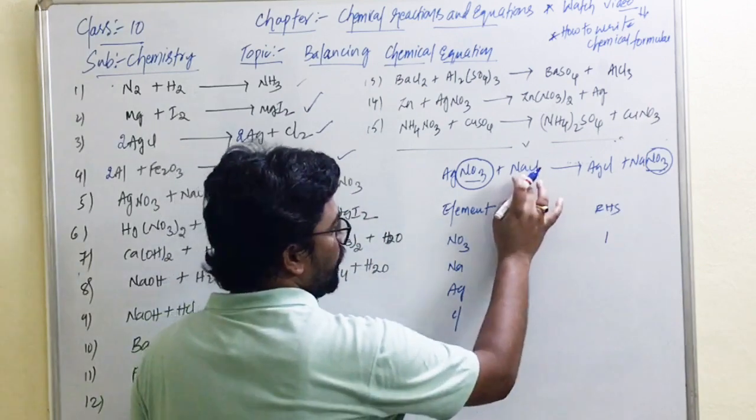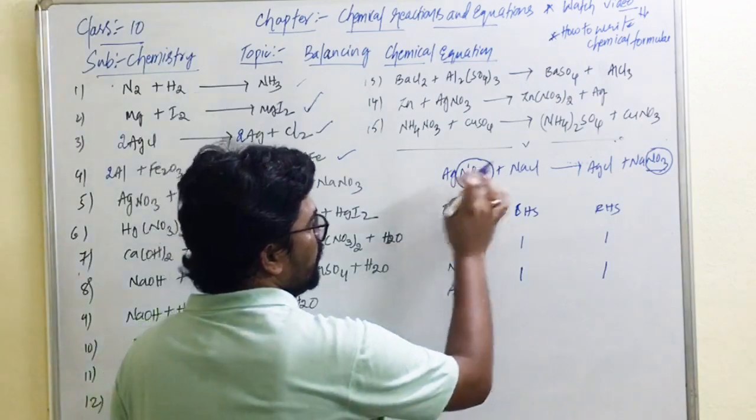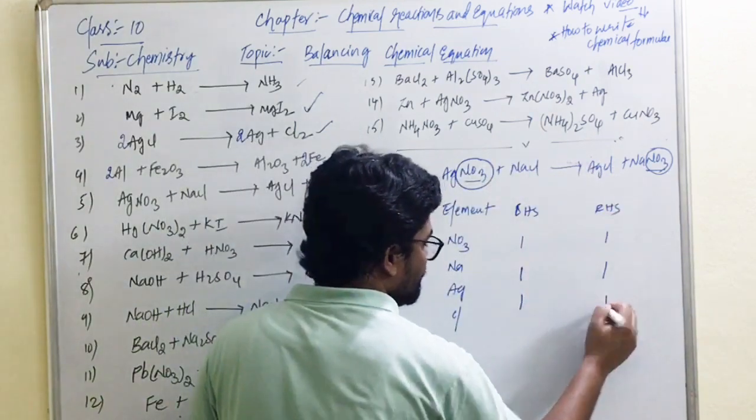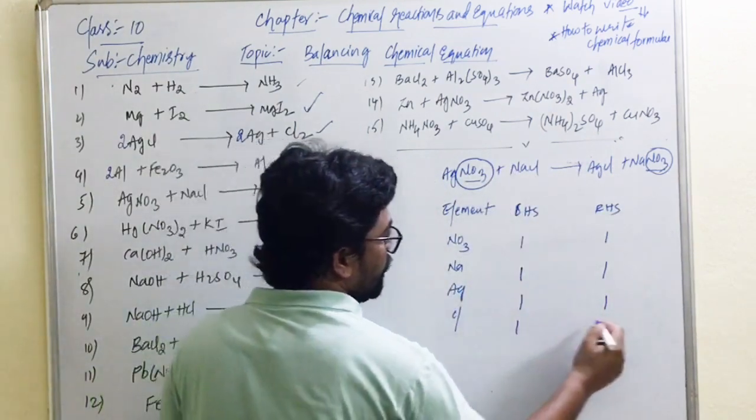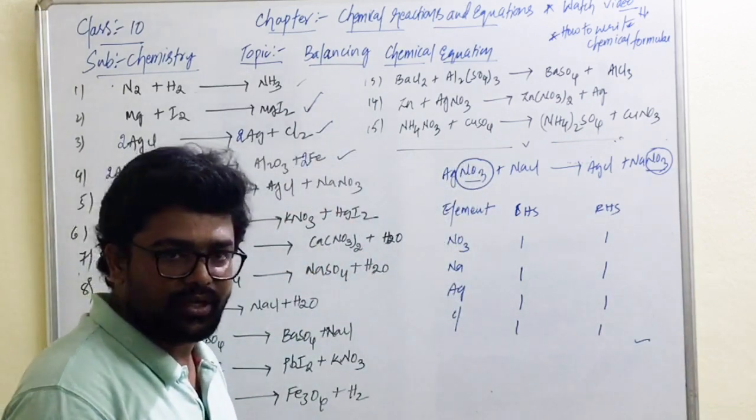Sodium is 1 on the left hand side, 1 on the right hand side, balanced. Silver is 1 on the left hand side, 1 on the right hand side, balanced. Chlorine is 1 on the left hand side, 1 on the right hand side. So it's already a balanced chemical equation. Is it clear, students? Yes.